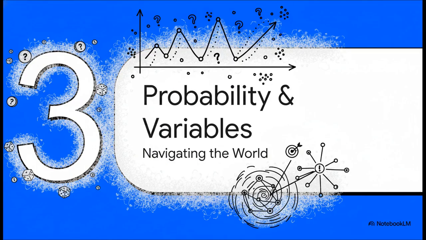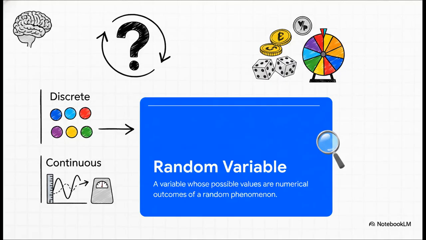All right, Section 3, Probability and Random Variables, how we navigate the real world. Because let's face it, the real world is messy. It's not a neat, perfectly predictable math equation. To capture all that real-world uncertainty, we use a random variable. This is a variable where the possible values are just the outcomes of a random phenomenon. And we split these into two camps.